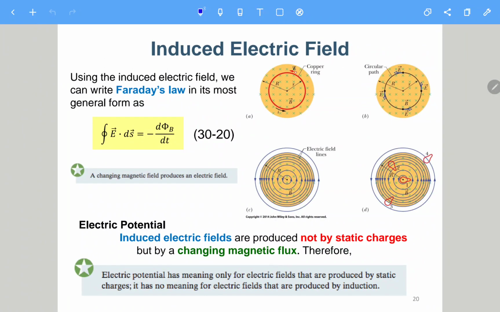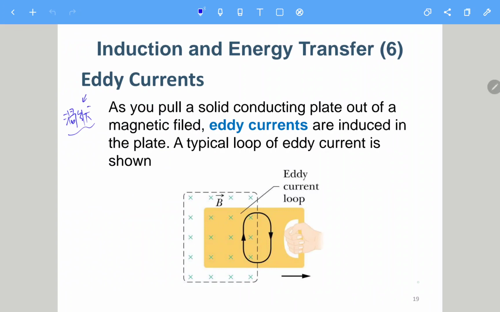So the next part is still Faraday's law, but originally this is E. Here we try to write it as a line integral. Okay, so next time we will talk about that part.